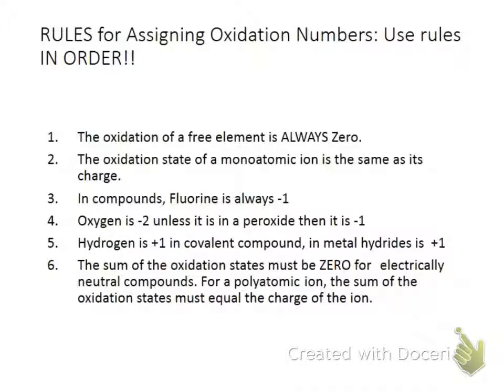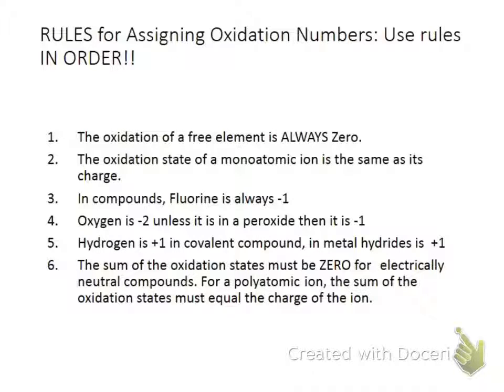If you have a monoatomic ion, it's the same as its charge. So like group 1 and 2 metals, their oxidation number will be the same as their charge. So sodium, potassium, etc. would be +1. Magnesium and calcium, since they're in group 2, would be +2. So their oxidation number in that case is going to be the same as their ion charge that we're used to.